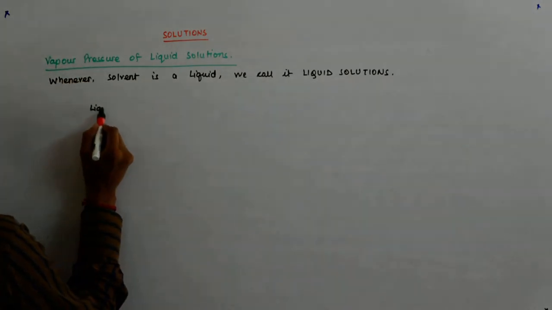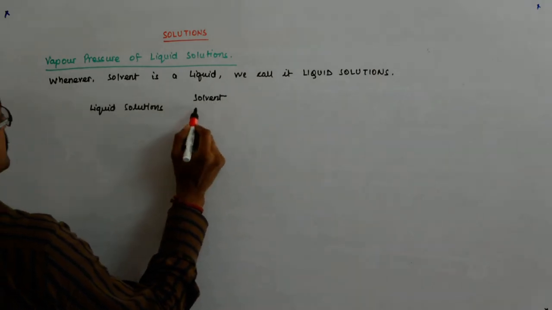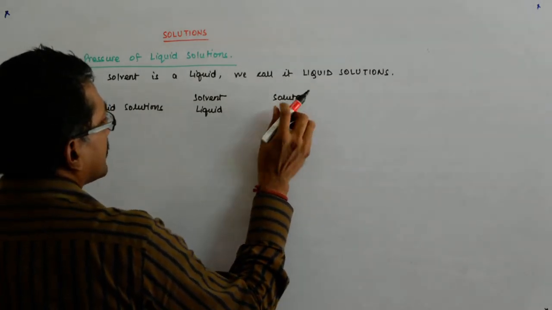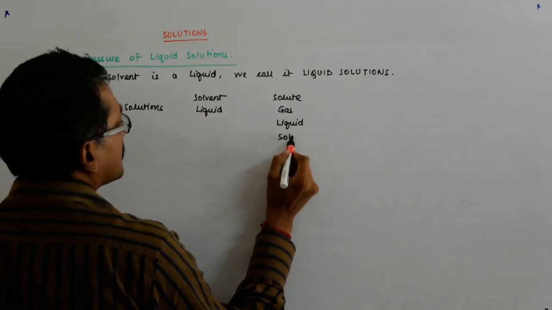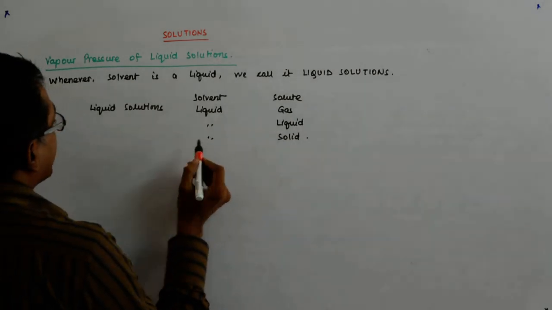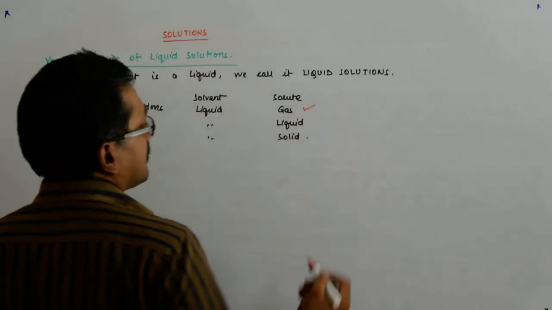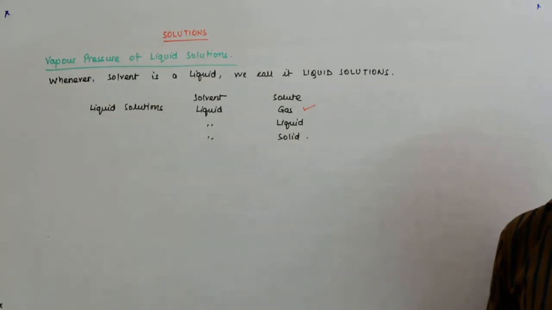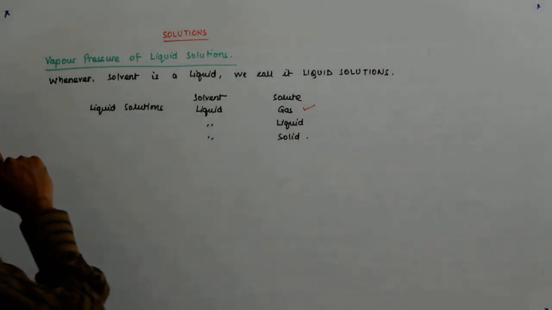Okay. So we call it liquid solutions. The solvent is always a liquid, and the solute is either a gas or a liquid or a solid. In all these three cases what you get is a liquid solution. Fine. Now the gas in liquid case we just did, correct? Henry's law or Dalton's law, both of them came to the same conclusion in the end. Now we'll do liquid in liquid or solid in liquid.